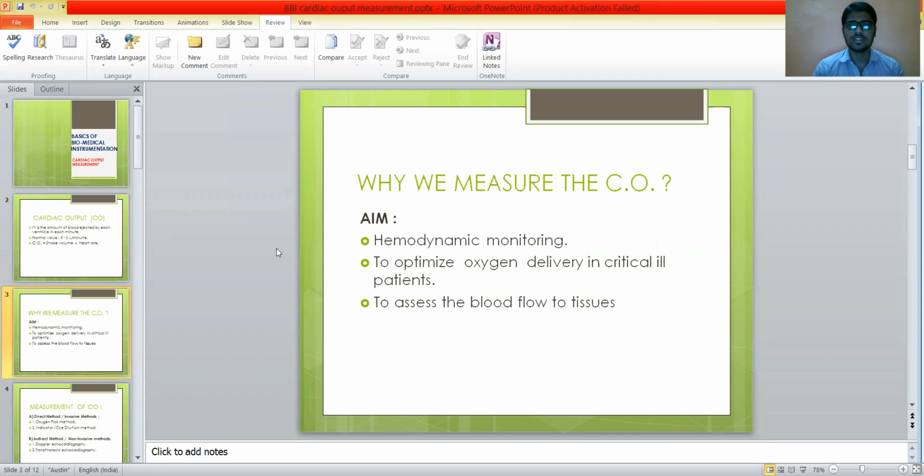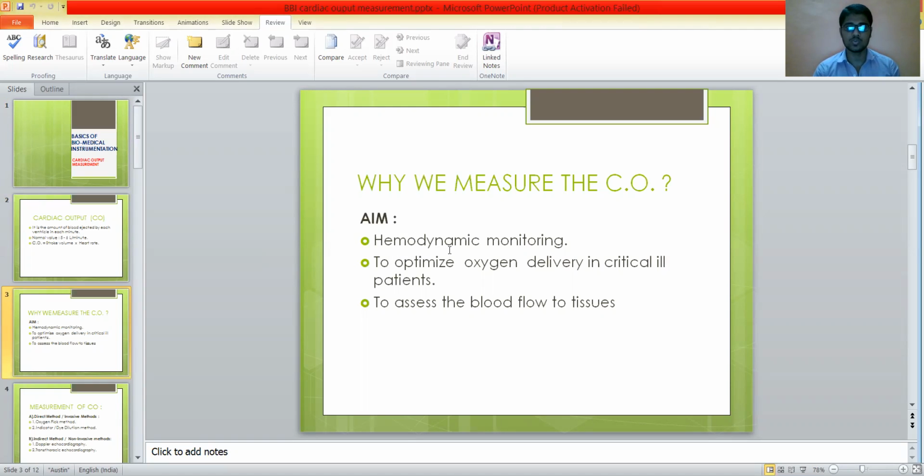So why do we measure cardiac output? There are three aims. One is hemodynamic monitoring. We monitor the status of the patient through cardiac output. If the cardiac output is normal, the patient is normal. If the PQRST wave is slightly differing, or has some delay, it has some effects on the human being. So we have to check the circulating blood.